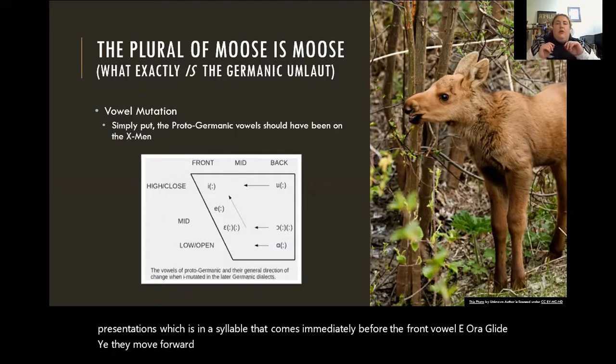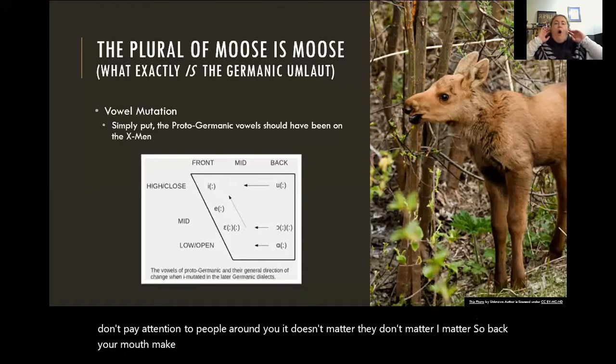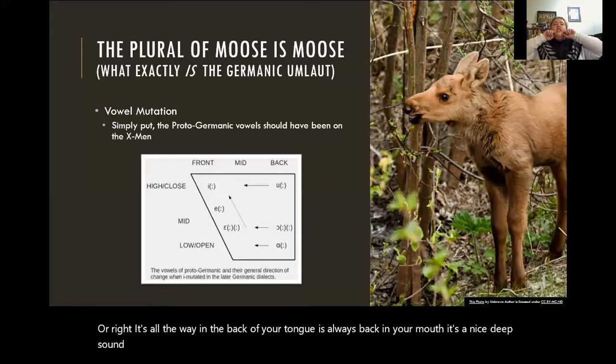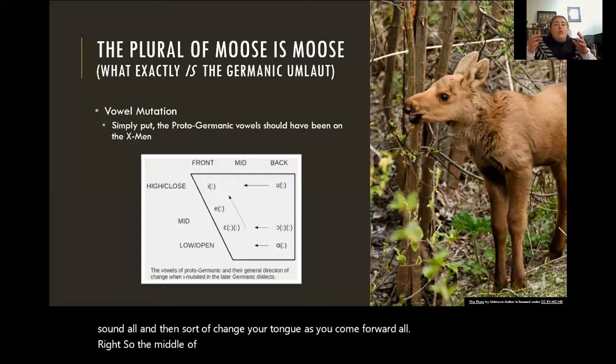So all of you in your own homes, in your spaces, don't pay attention to the people around you. It doesn't matter. They don't matter. I matter. So back of your mouth, make the sound oh, right? It's all the way in the back, your tongue is all the way to the back of your mouth. It's a nice deep sound, oh, and then sort of change your tongue as you come forward. Oh, right? So the middle of the word boat, oat, right?